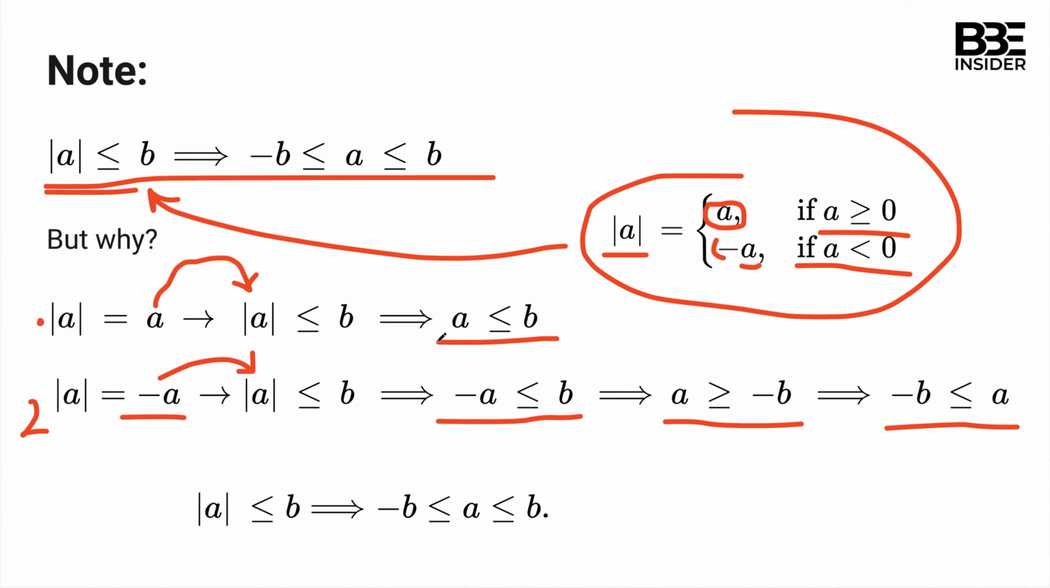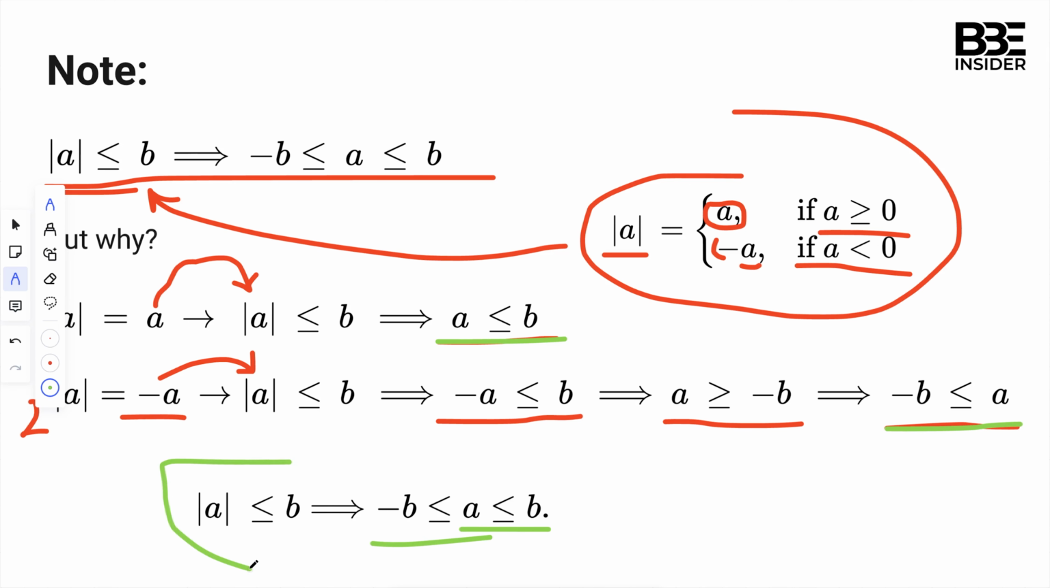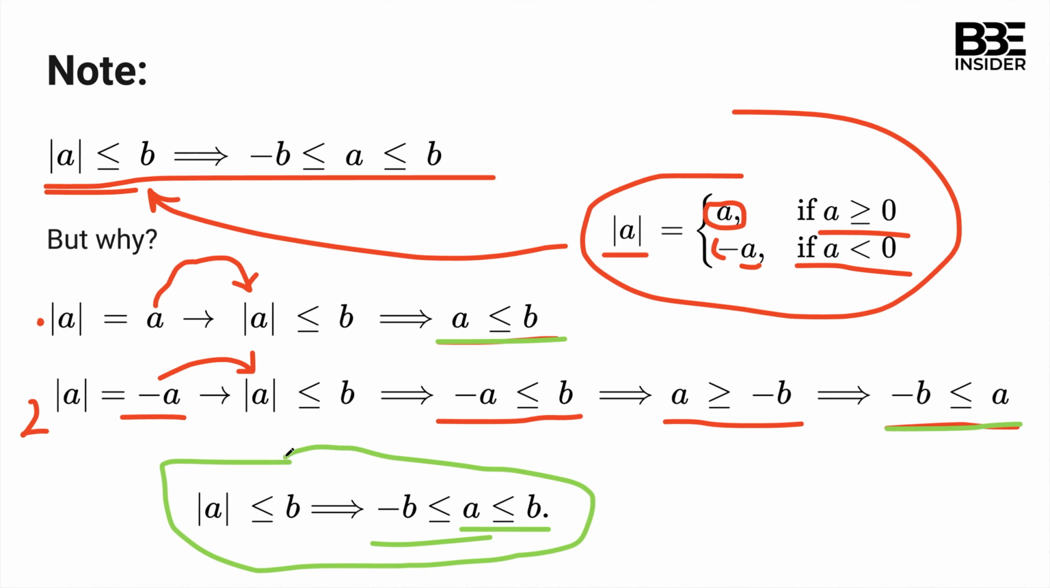Now we have a solution for both situations. For the first situation, where A is positive, the solution is A is smaller than or equal to B. This is resembled by this part of the inequality. Then, for the second situation, where A itself is negative, we obtain the solution minus B is less than or equal to A. This is the left part of this inequality. And this is how we obtain the property that the absolute value of A is less than or equal to B is the same as minus B is less than or equal to A is less than or equal to B.